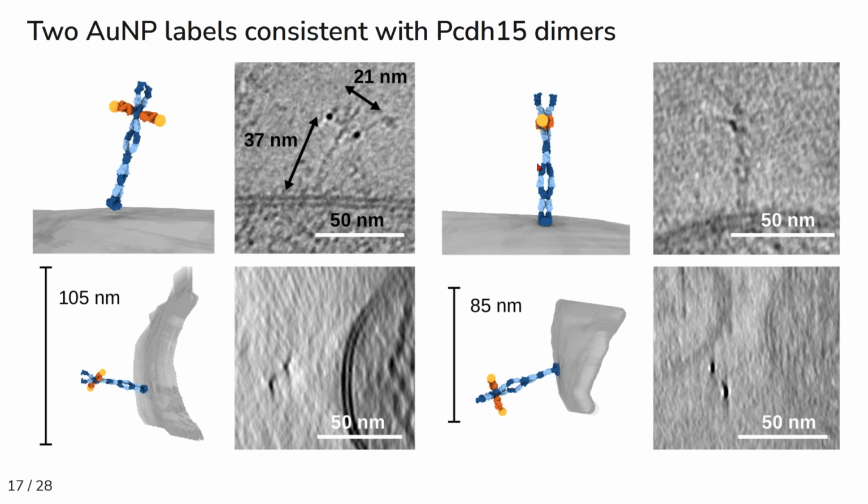And in this example here, protocadherin-15 is also perpendicular to the electron beam, but the two gold particles are kind of above and below it. So in an XY slice, you wouldn't see them. And in kind of the side view, you can see the two gold particles, but because of the missing wedge, you cannot see protocadherin-15 anymore.